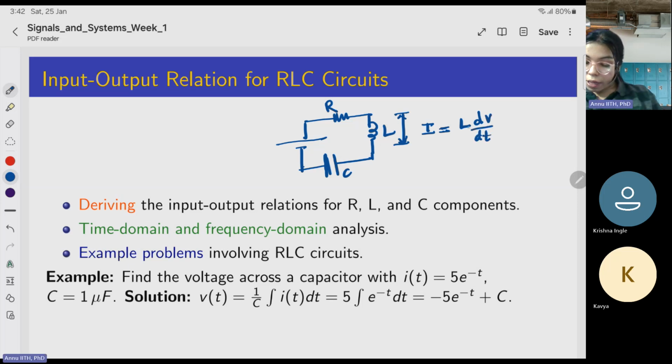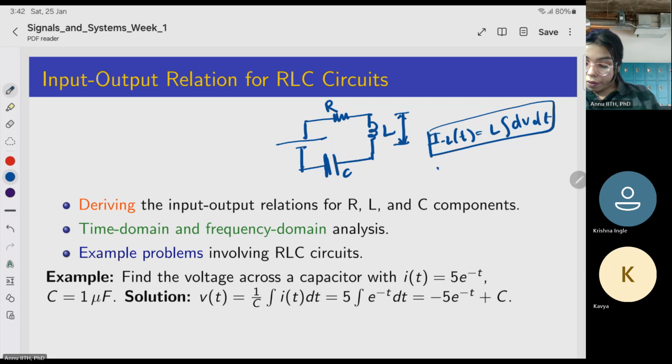So I is equal to L into dV by dt. Since this is the voltage, suppose we know it, then we need to calculate this I. And if it is the current that we know, suppose this is the current, then I across L(t) is equal to the integration of L dV by dt.